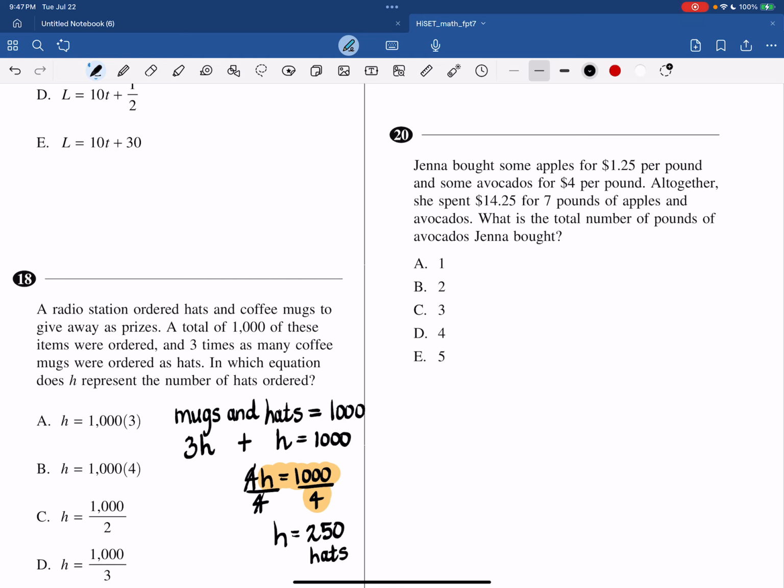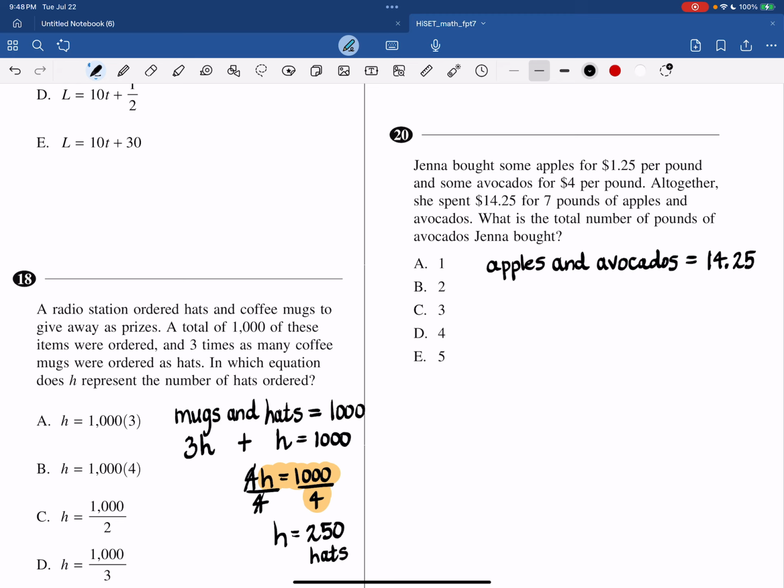So I'm always going to start with my own words. Apples and avocados. And I can't spell avocados. I don't know why that word has always given me trouble. Most words do, though. So, apples and avocados together cost $14.25.